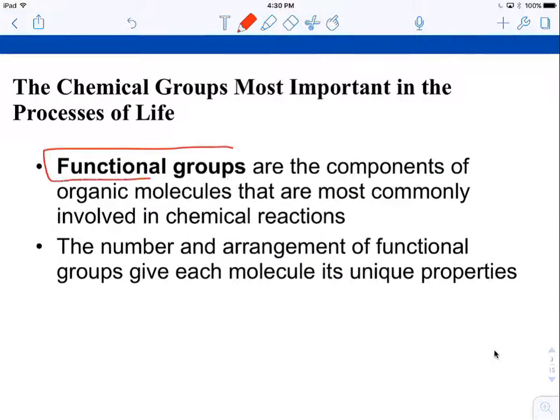All right, here we go with our functional groups. They are components of organic molecules that are involved in chemical reactions, okay? Biological activity. These are the reactive parts of your compounds. And how many functional groups and where they are placed give each molecule its own individual characteristics. And as we go on throughout the course of the year, and we talk about macromolecules and enzymes and all kinds of fun things, you'll start to see patterns of these functional groups, and you'll learn what each functional group does to a particular molecule.